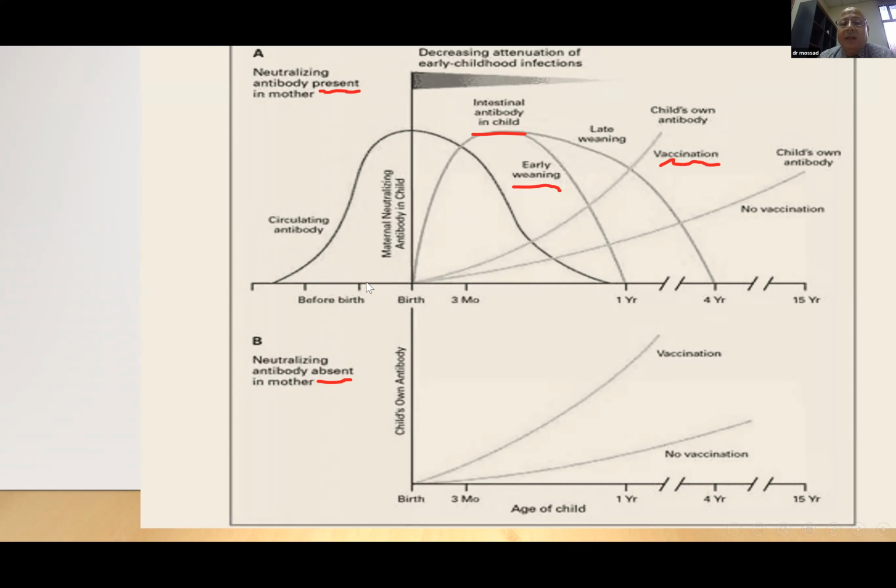If the baby is delivered early, like at 28 weeks, he gets less antibody. That's why the total intestinal antibody and the child's own antibody can all be affected, specifically if there is no vaccination also. So remember this one, you need to study it because it will guide you on how we are challenged to help children with infection. We are trying to help him, but sometimes he is unable to help himself.